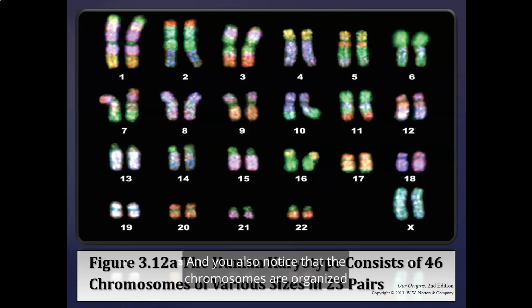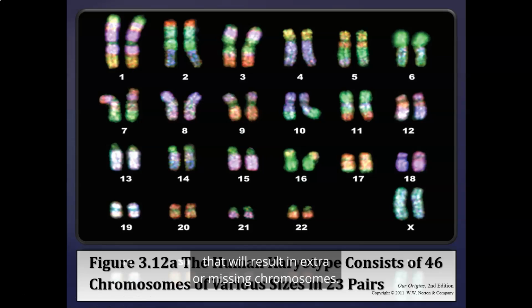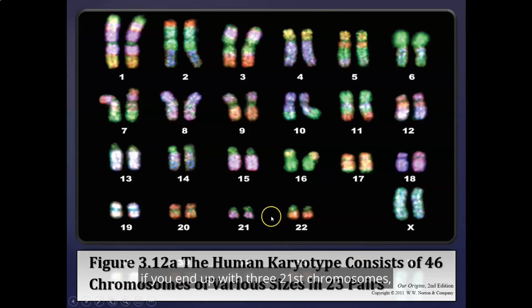You also notice that the chromosomes are organized by size and centromere location. The different colorations, they stain the chromosomes using a process called gel electrophoresis, which allows you to identify the homologous chromosomes. So the different colors are representing different genes that are located on those chromosomes. Number 1 is the largest chromosome, number 22 is the smallest. There are some chromosomal aberrations that will result in extra or missing chromosomes. For example, if there's a non-disjunction at the 21st chromosome, if you end up with 3 21st chromosomes, we call that trisomy 21, also known as Down syndrome.